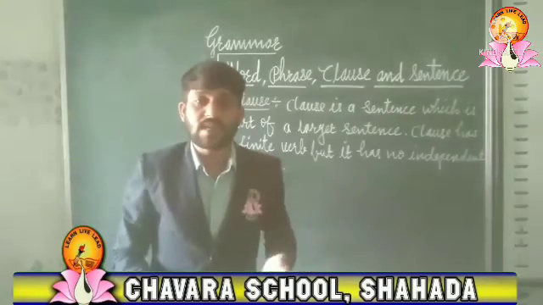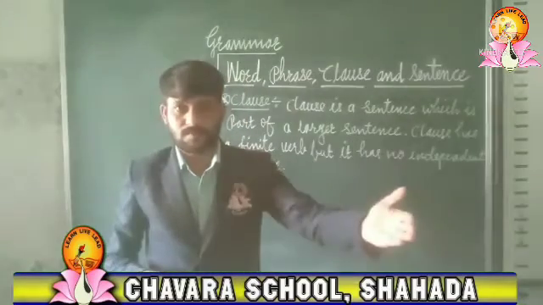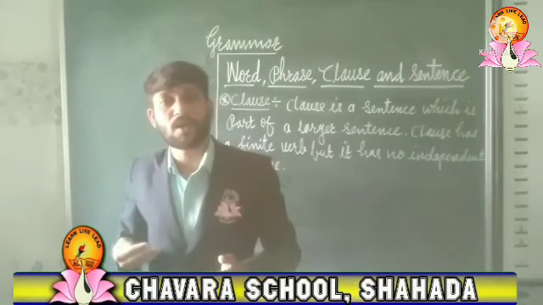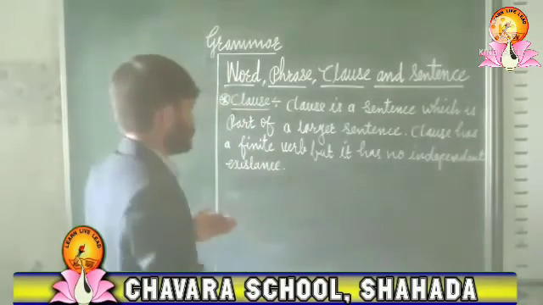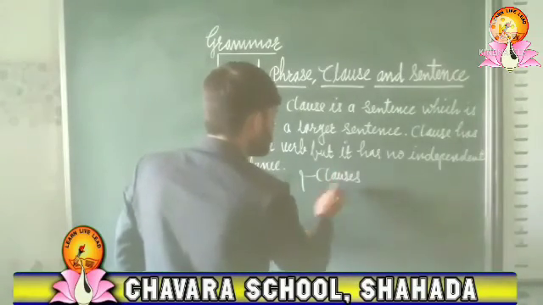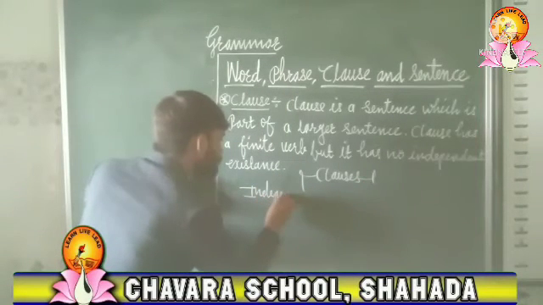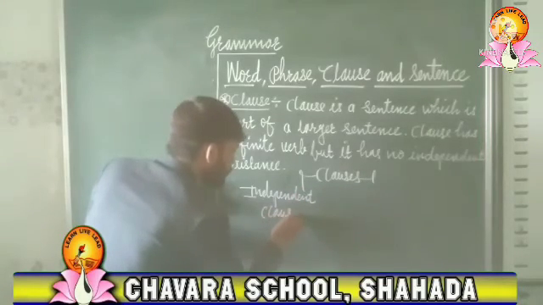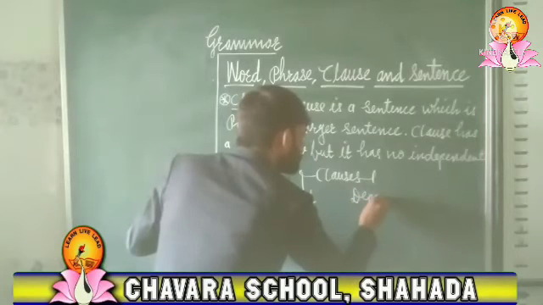Along with this, we can say a clause is always attached to another clause. That means there is a main clause in the sentence and a subordinate clause in the sentence. So there can be two clauses: the independent clause, and the next one will be the dependent clause.